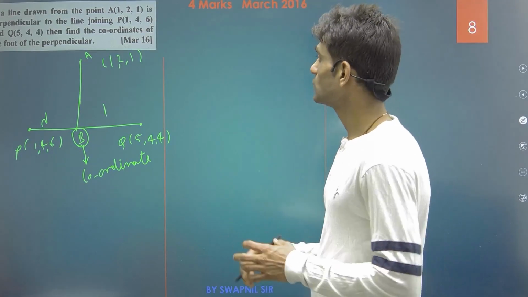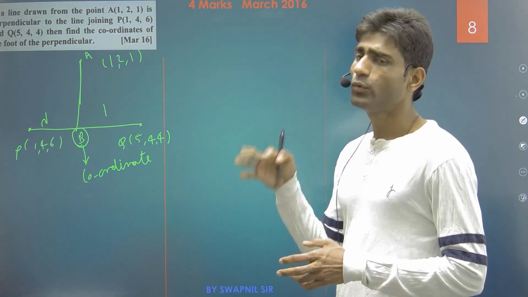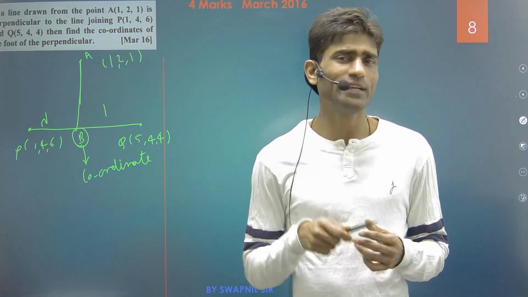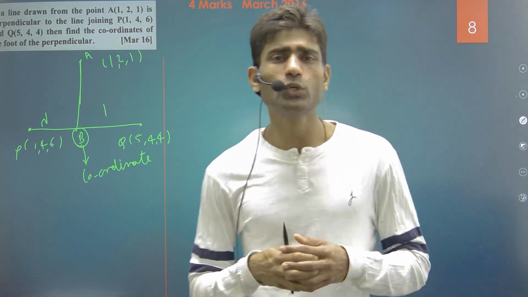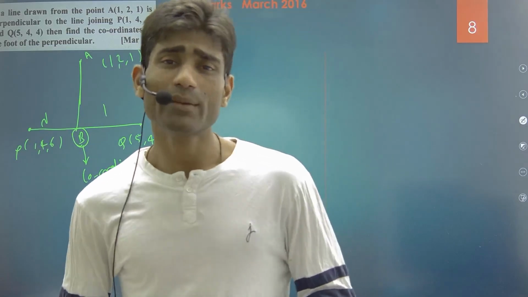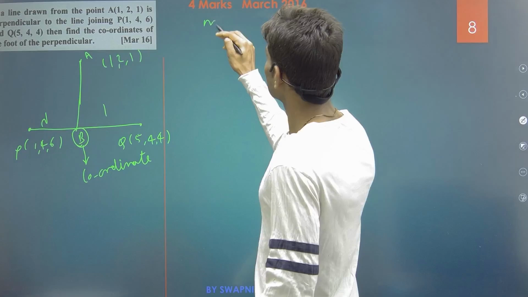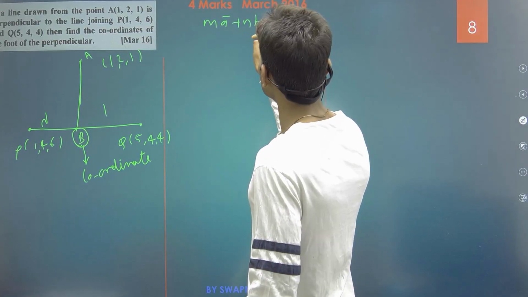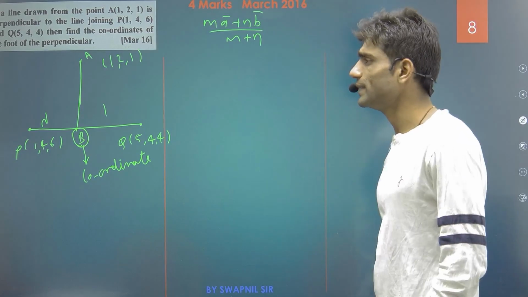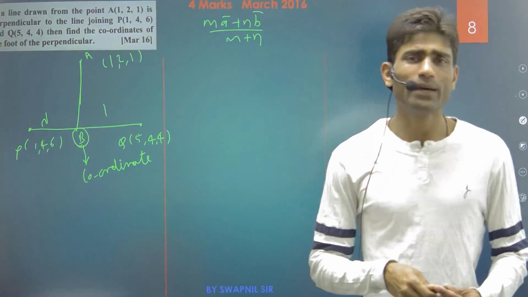The section formula for internal division says that when we have line segment AB which is divided by a third point C internally in the ratio m is to n, then we write the section formula as (m a bar plus n b bar) upon (m plus n). This is for position vectors a bar and b bar.